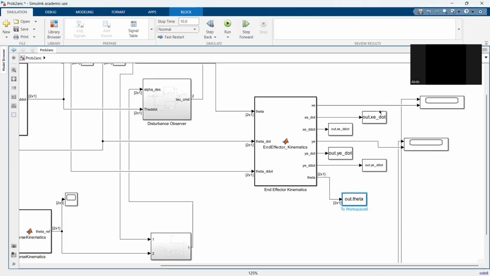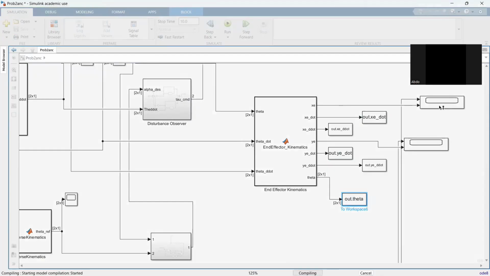When we run the simulation, we can see that there are two scopes, one that comes from the xe and one that comes from the sinusoidal reference that we have chosen.